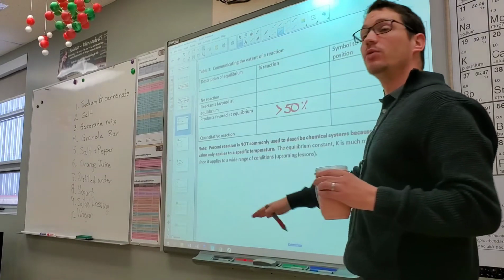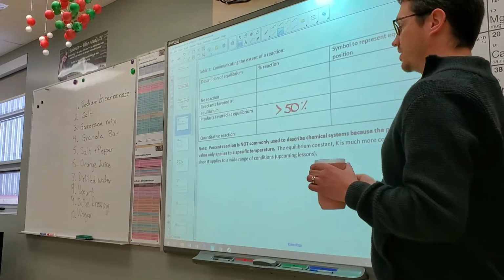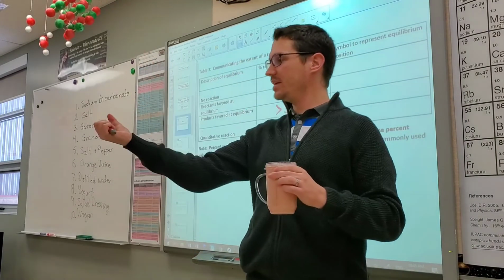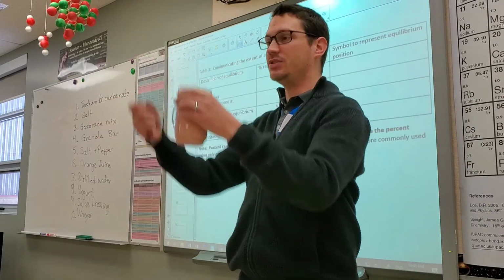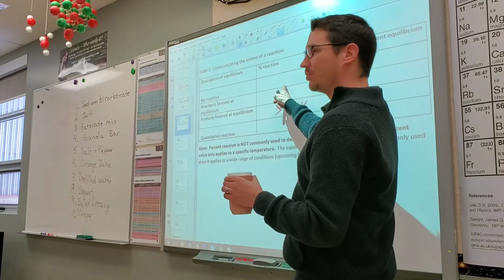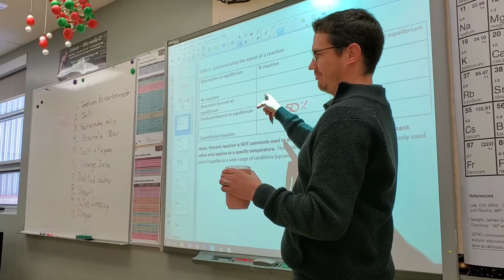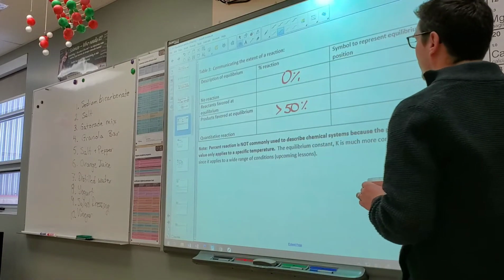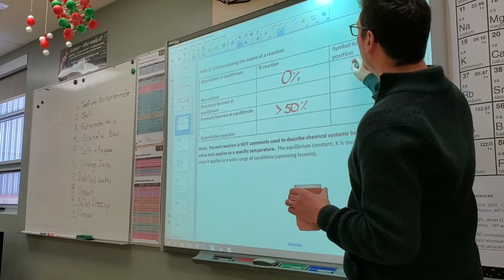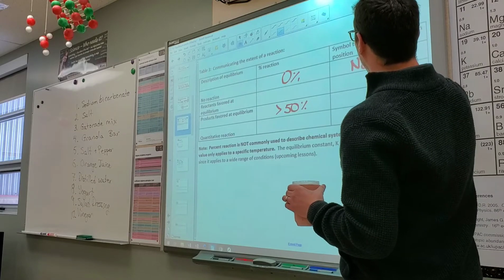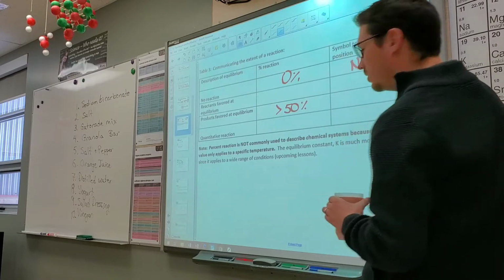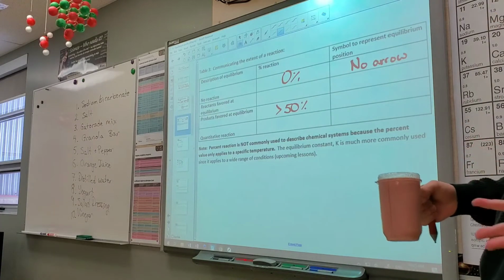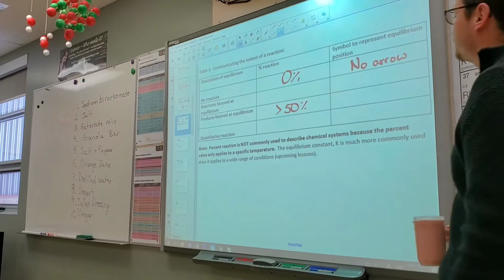There's, in general, 4 different cases for reactions, okay? Either you can have no reaction. If I put this thing and this thing together and they don't react, what kind of a percent reaction is that? That's a 0% reaction. And so we don't use any sort of arrow to represent that. We say, it's just no reaction. It's just nothing, right?